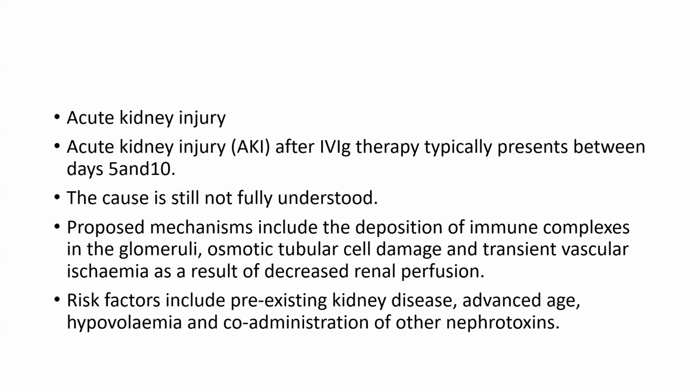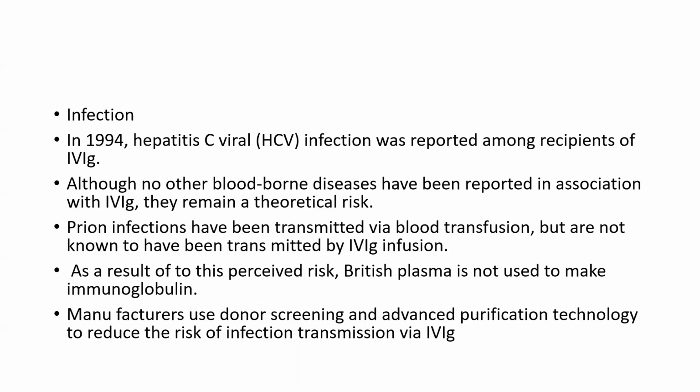Acute kidney injury after IVIG typically presents between day 5 and day 10. The cause is not fully understood, but the proposed mechanisms include deposition of immune complexes in glomeruli, osmotic tubular cell damage, and transient vascular ischemia as a result of decreased renal perfusion. Risk factors include pre-existing kidney disease, advanced age, hypovolemia, and co-administration of other nephrotoxins.